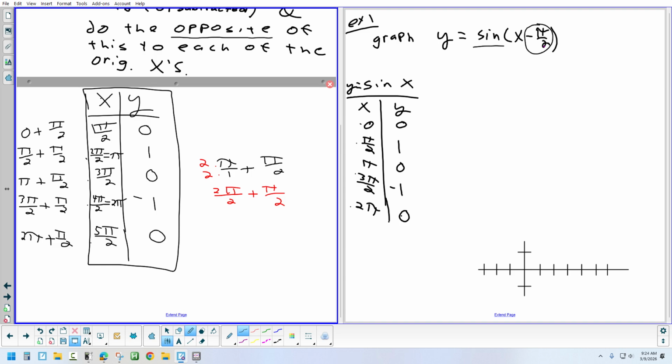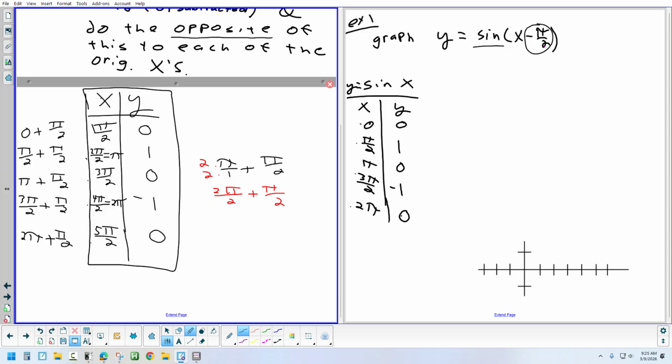And if we kept going, the next one after 5 pi over 2, 6 pi over 2, which reduces, 7 pi over 2, 8 pi over 2, 9 pi over 2. That's the pattern. When you reduce it, you won't see the pattern as easily. But if you leave everything with a denominator of 2, you will. Okay, so that is your new table. Any questions how we got those 5 points?